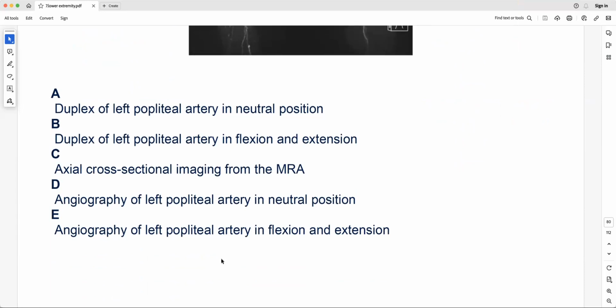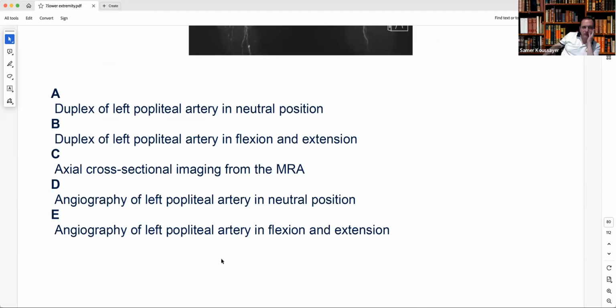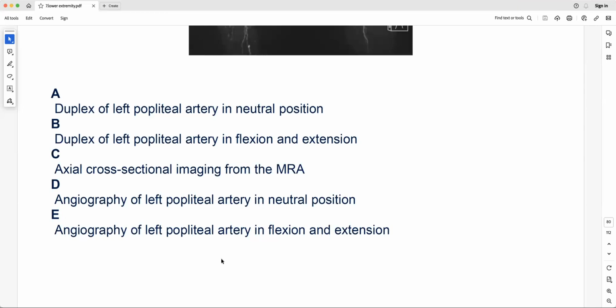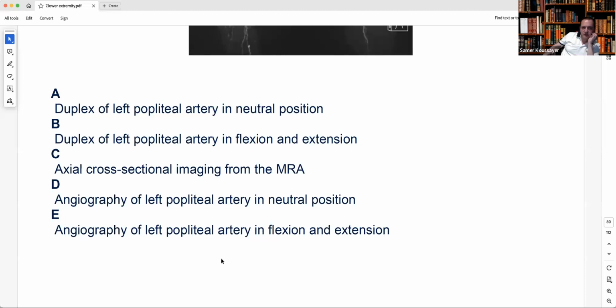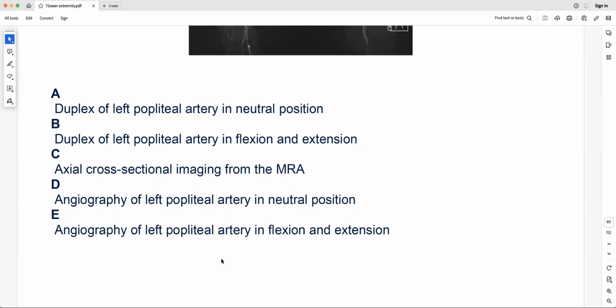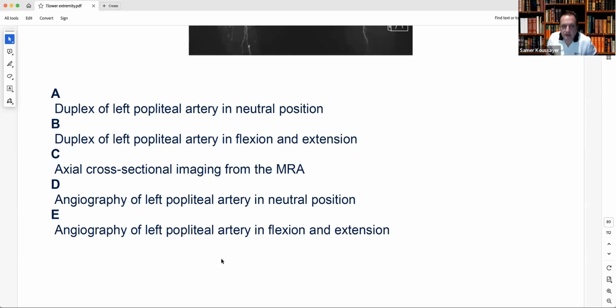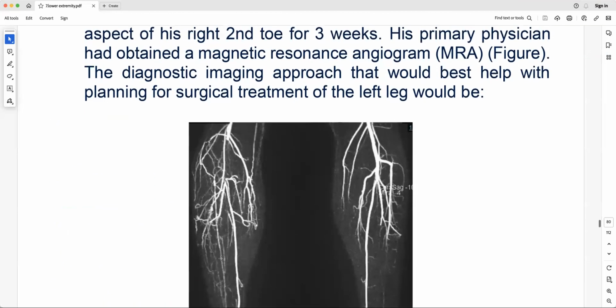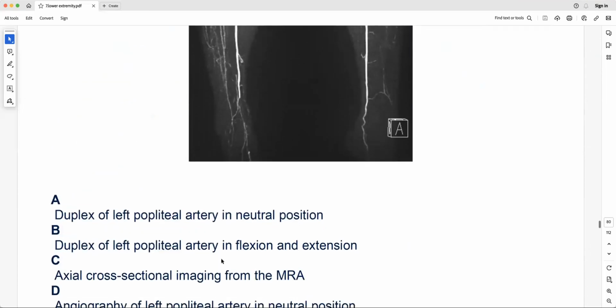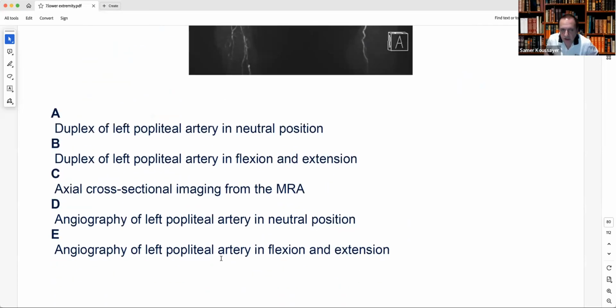So duplex of the left popliteal artery in neutral position will not give you any information, correct? So this is wrong. Duplex of the left popliteal artery in flexion and extension confirms the diagnosis, right? Yes, he has popliteal entrapment syndrome. But it doesn't matter for surgical planning, it doesn't give any information. You already know he has entrapment syndrome from the MRA, right?